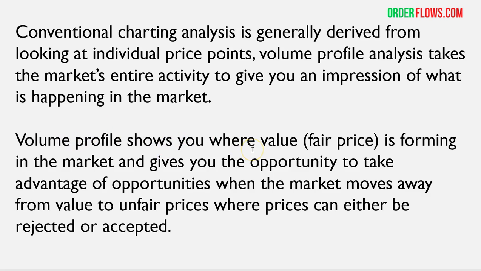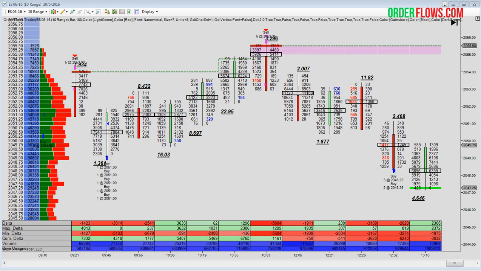Volume profile shows you where value, or the fair price, is forming in the market and gives you the opportunity to take advantage when the market moves from value to unfair prices, where they can either be rejected or accepted. Again, your value area is going to be the big portions, the portions that really stick out. When you move outside of those areas, you want to see: is price being rejected or accepted? If price is accepted, you're going to start to put in a lot more volume at those areas. If price is being rejected, price will move away from those areas.